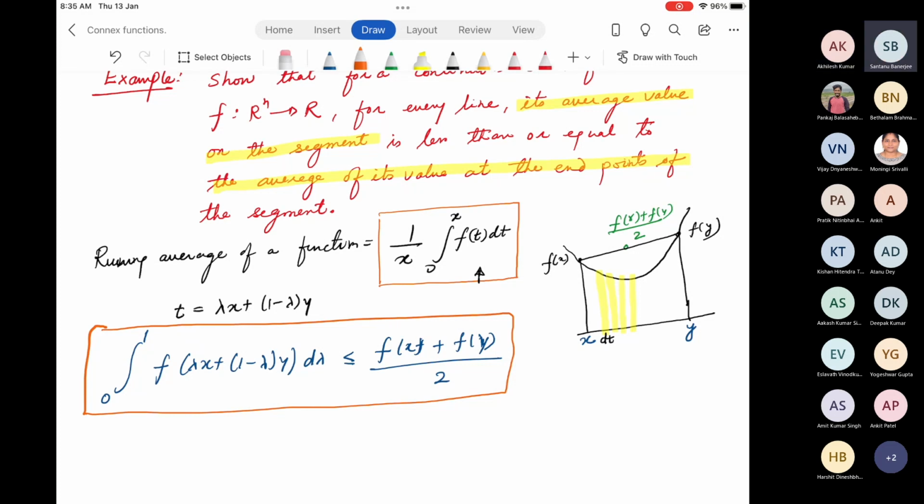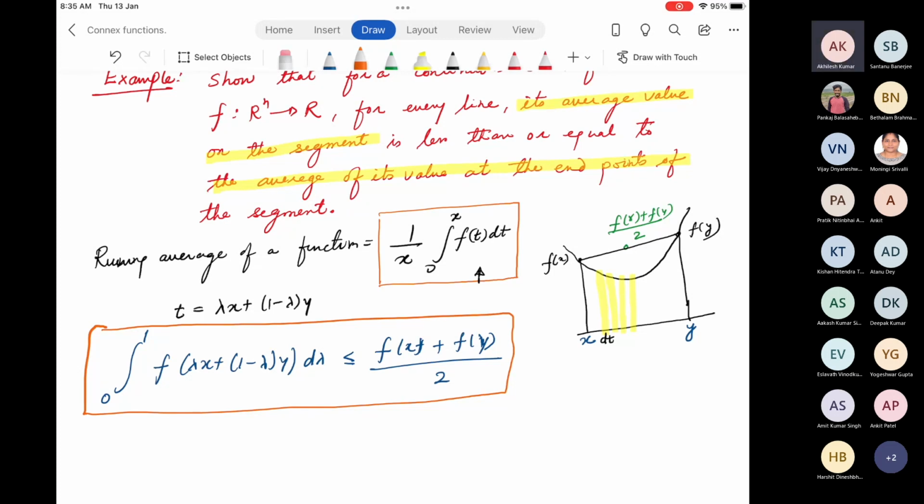Sir, on the left hand side, should we use 1 by y minus x and then integrate from x to y with the same expression? Look at what I am integrating with respect to: f of lambda x plus 1 minus lambda y. Are small x and y variables for all of you? No, sir. They are fixed points. Right?